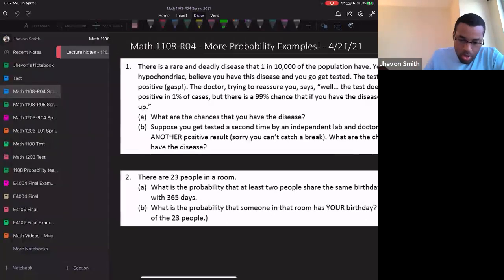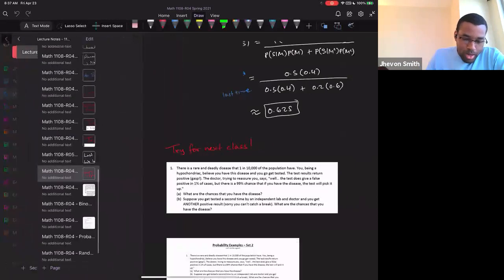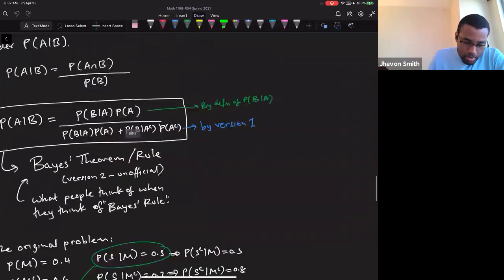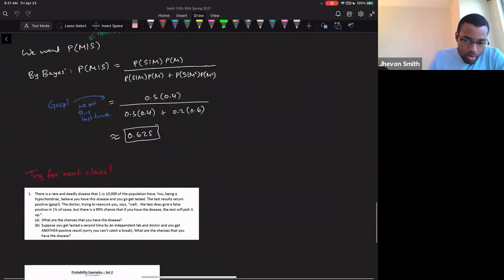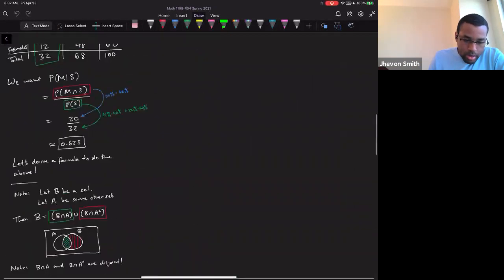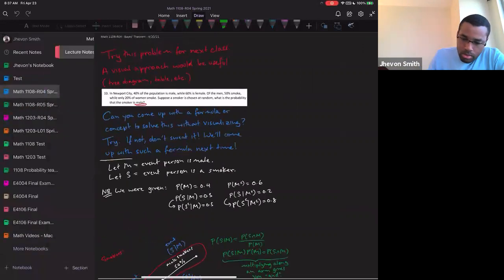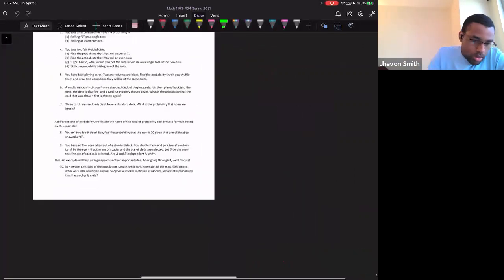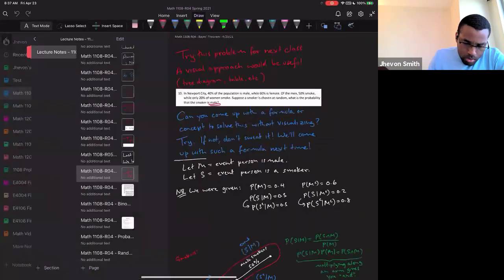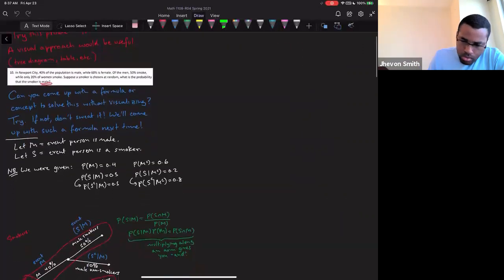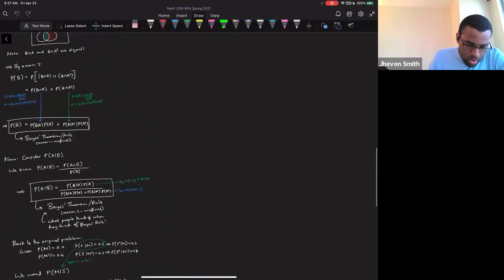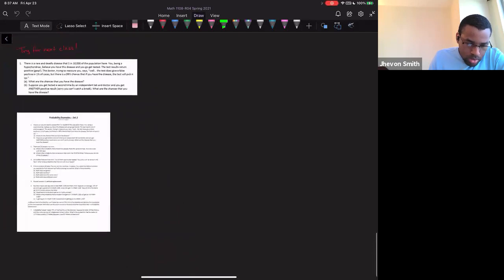Last time we learned a very, very important formula and we put it to good use. This was Bayes' rule, Bayes' theorem. And we used that to solve this.